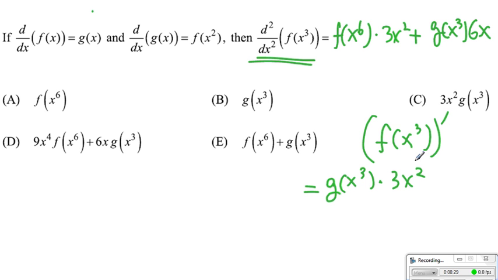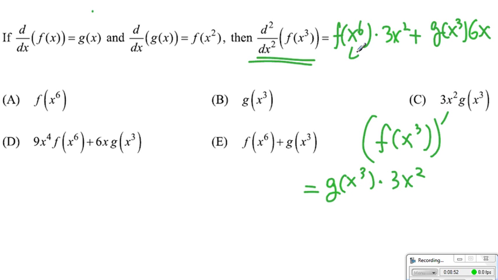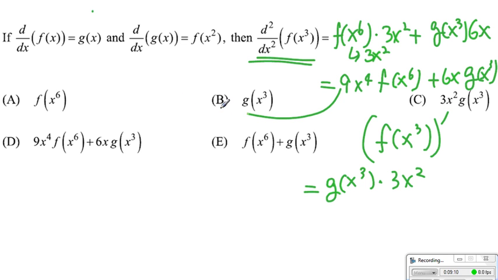So we're looking for anything that is equivalent to this one. The only thing that seems to be somehow close to that, yes, but I forgot to mention one thing here. When we are doing this portion, we have to take the derivative of the inside, which was 3x squared. So we have to multiply by 3x squared, which ends up being 9x to the 4th and f of x to the 6th power plus 6x g of x to the 3rd power. It will be our final answer, which is choice D.